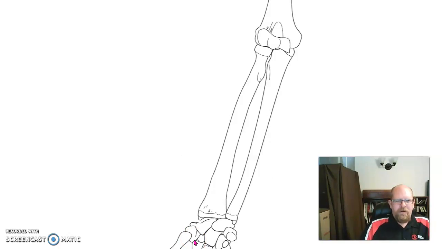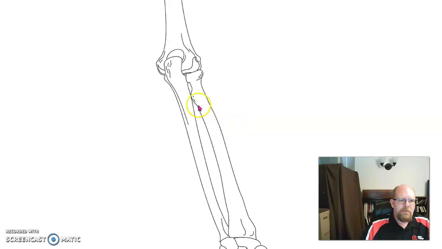There's a couple of common things to think about here. Your common wrist flexor is on the medial epicondyle. Your common wrist extensor is on the lateral epicondyle, typically the more posterior aspect of it.